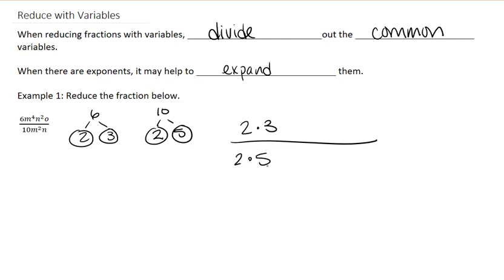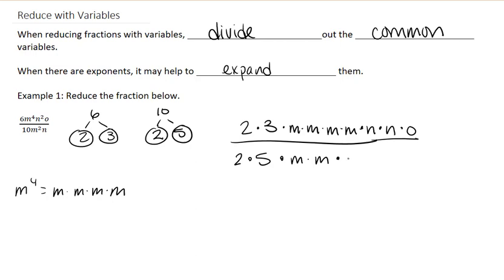So on the top we have 2 times 3, and on the bottom we have 2 times 5. Now when we say we can expand out our variables, all we mean is m to the 4th is really just saying it's m times m times m times m, because we have 4 factors of m, or 4 copies. So let's go ahead and write out m 4 times on the top. Now we have 2 n's and we have 1 o. Then on the bottom we have 2 m's and then 1 n, because we have m squared times n.